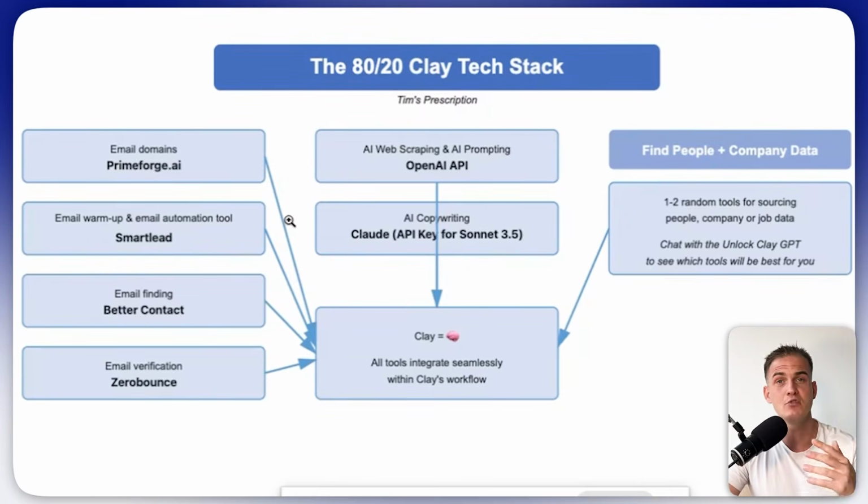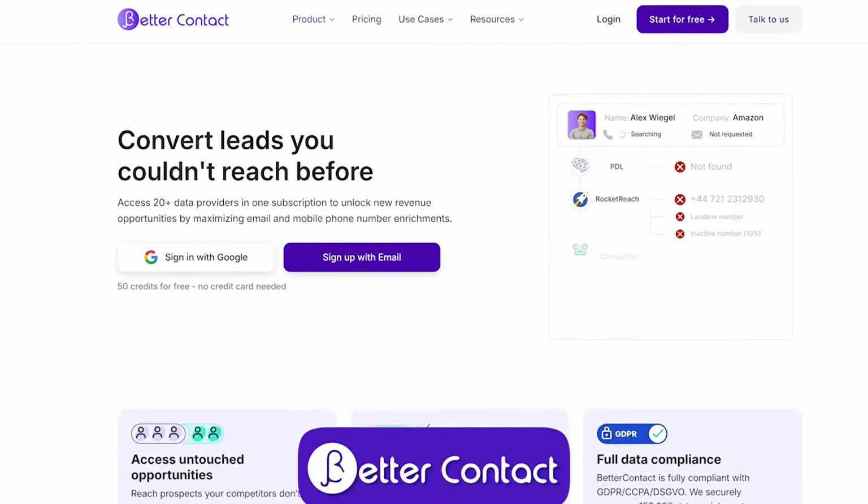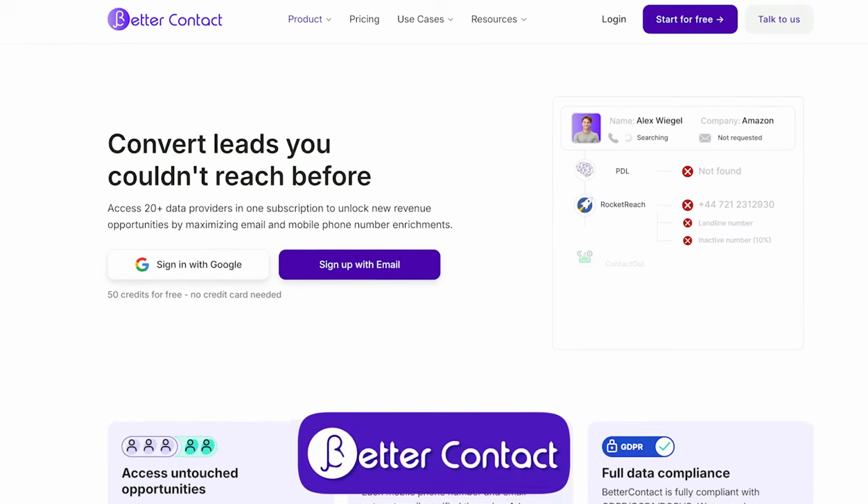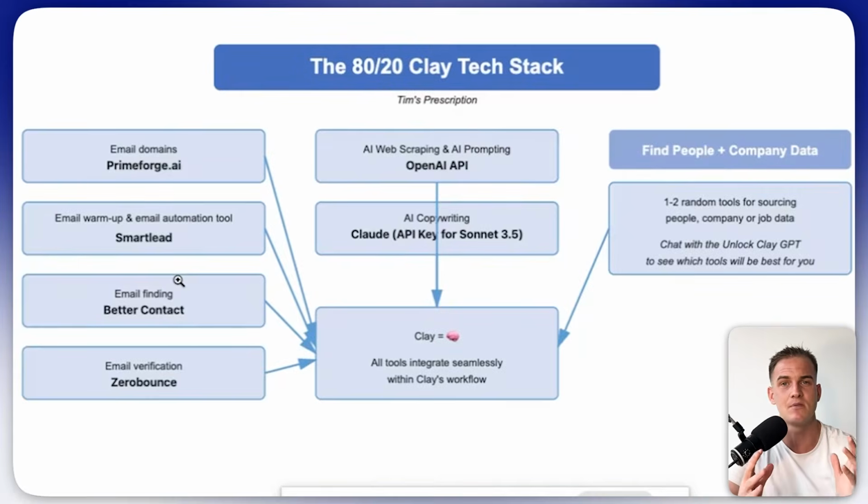So it's a lot cheaper for you to go and get this email provider directly. In this case, I recommend for you guys to go and look at Better Contacts, because in my opinion, it's the best email provider out there, simply because it combines over 20 email providers all into one tool. That means the chances are you're going to find the most emails using Better Contact rather than any other email provider out there.